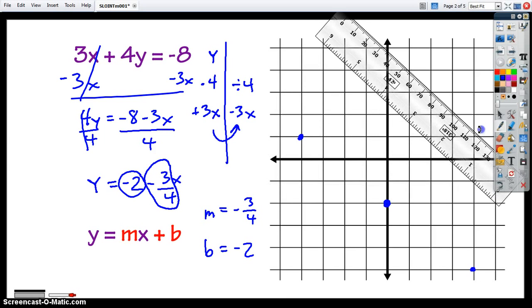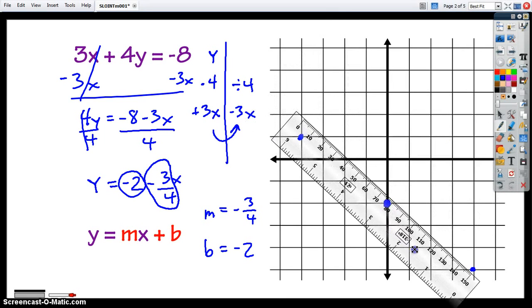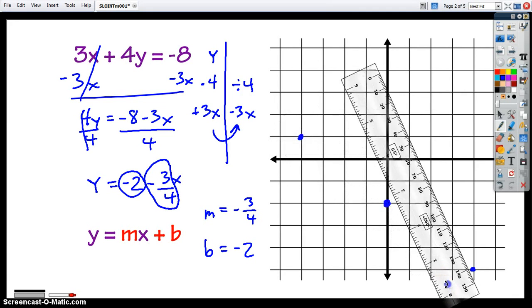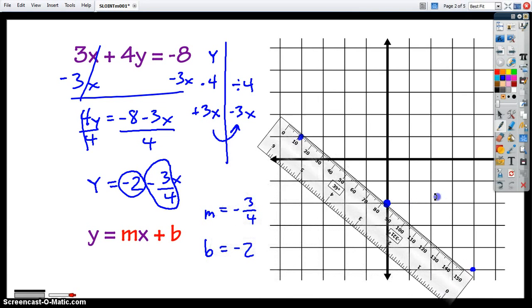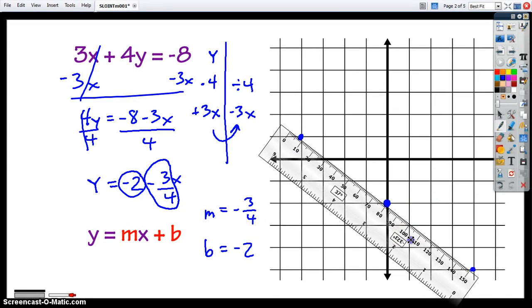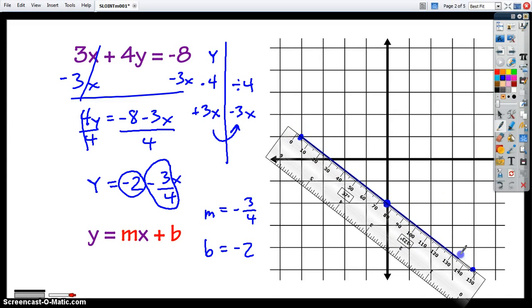Alright, so let's see if I can get this ruler to work. Something like that. And we draw our line. And there we go. Alright, so that's the graph for this equation.